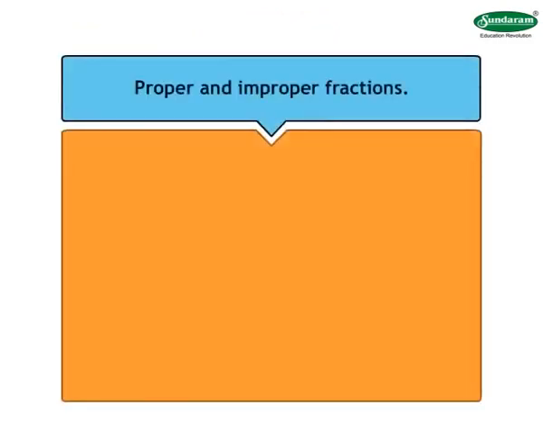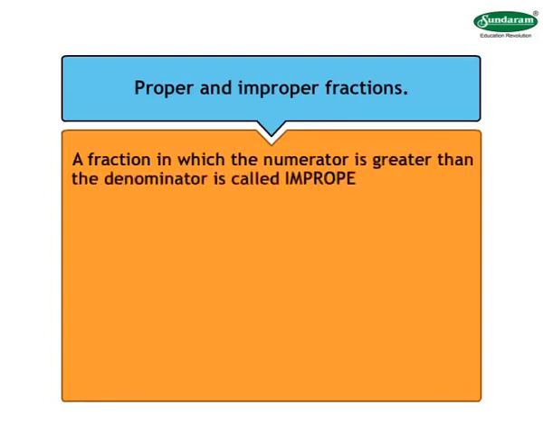Did you know that two types of fractions exist, namely proper and improper? We understand by the terms proper fractions and improper fractions. A fraction in which the numerator is greater than the denominator is called an improper fraction. Example: 3 upon 2, 11 upon 9, 5 upon 3, 29 upon 17. In these examples, you can see numerators are greater than denominators of each fraction.